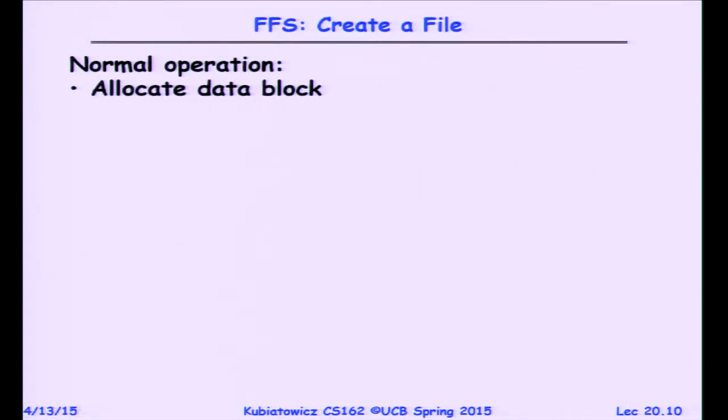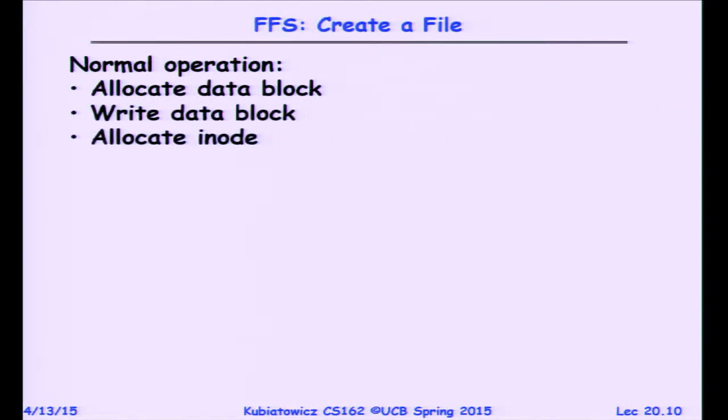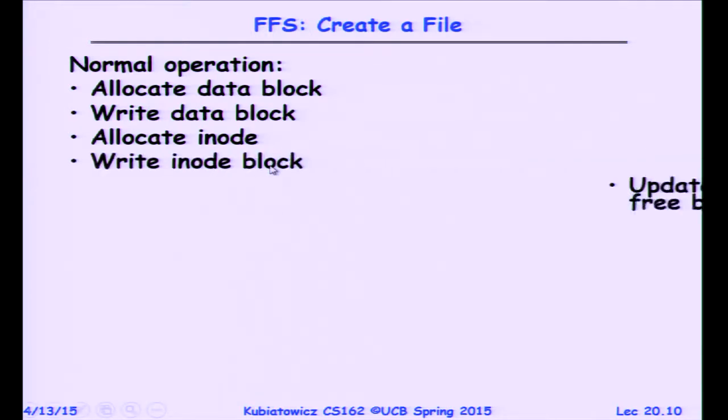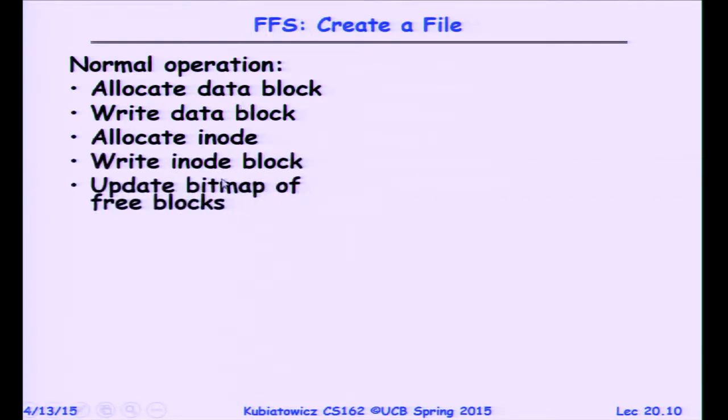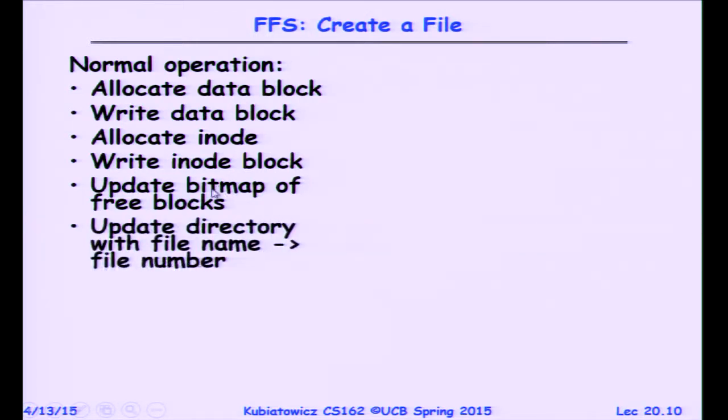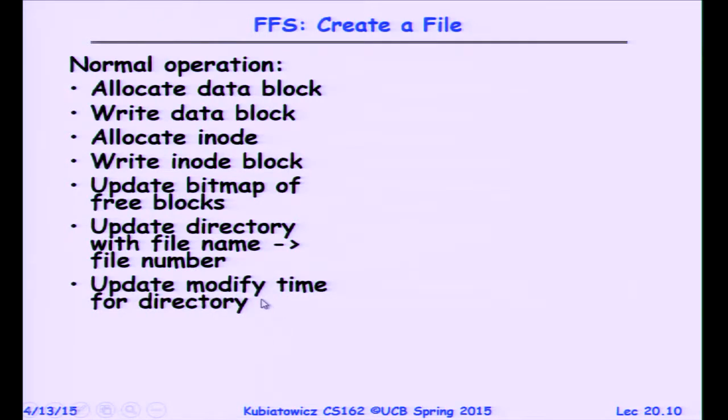So normally, we allocate a data block, we write the data block, we allocate an inode, we write the inode block pointing at the data block, we update the bitmap of free blocks, we update the directory with the file name pointing at the file number, we update the modify time for the directory. So notice how we're doing this very carefully in a certain order here, right?